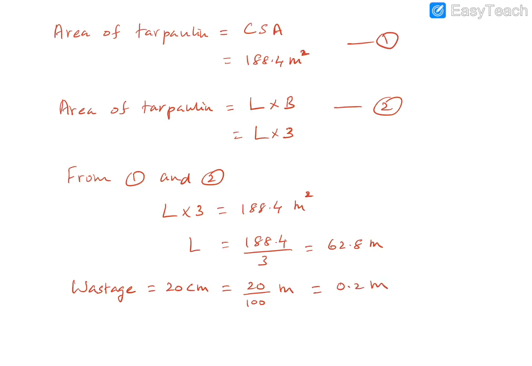So now we have to include the wastage length in the total length of the tarpaulin that we have calculated based on the curved surface area. So the total length of the tarpaulin is equal to the length L that we have computed plus the wastage. So that is basically 62.8 plus 0.2, which is 63 meters. So we have now obtained the length of the tarpaulin required to build this tent of the given dimension.